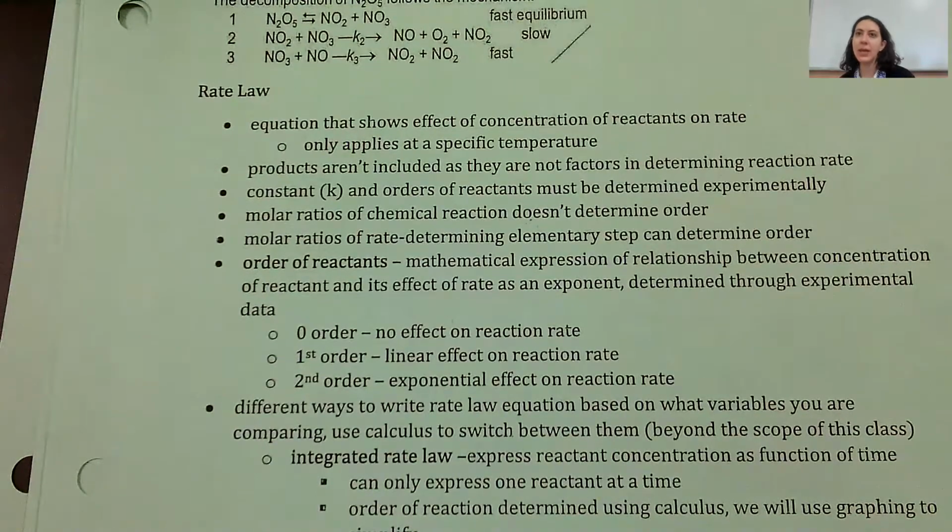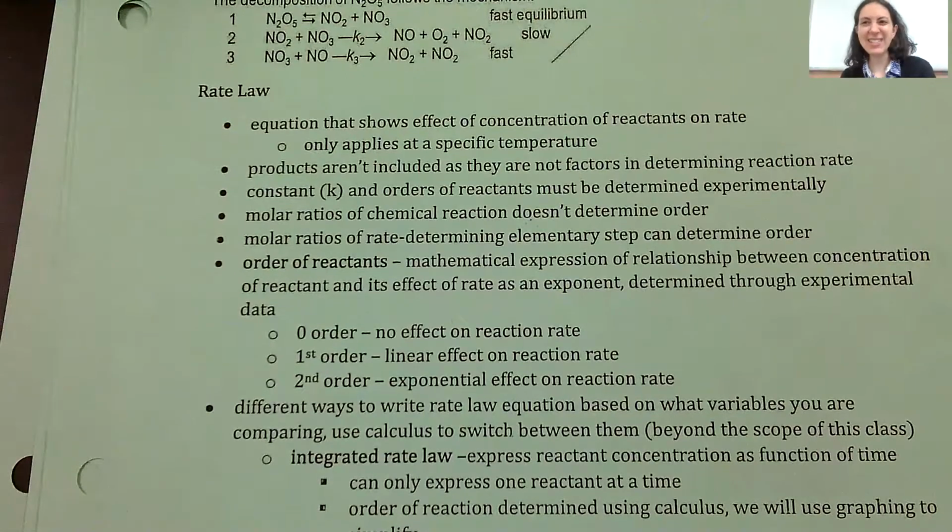So if you doubled the concentration and the rate doubled, that would be a linear effect. If you tripled the concentration and the rate tripled, that's a linear effect. Second order is more of an exponential effect. If you double the concentration of a reactant and it's a second order reactant, then the rate would quadruple. Or if you do two experiments and you triple the concentration, the rate would multiply by a factor of 9.